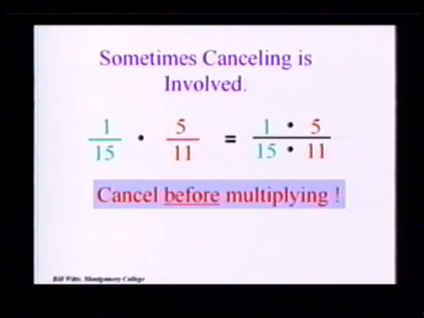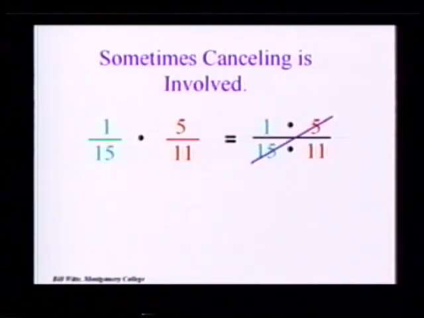Let's cancel first. Now 15 and 5 are both divisible by 5. 5 goes into 5 once, and 5 goes into 15 3 times, and now I got some nice small numbers, and I got an easy answer. 1 times 1 is 1, and 3 times 11 is 33. Party on, Wayne. Party on, Garth. That's the way to go.